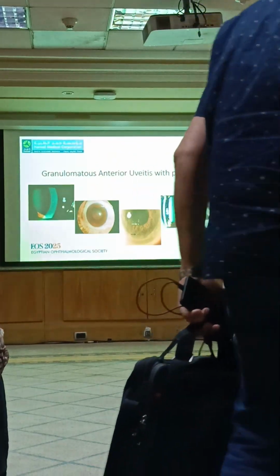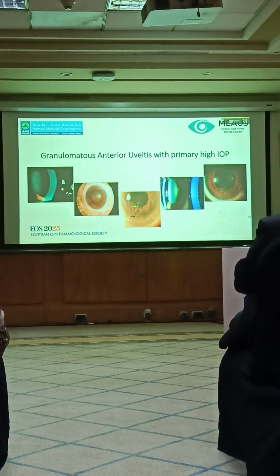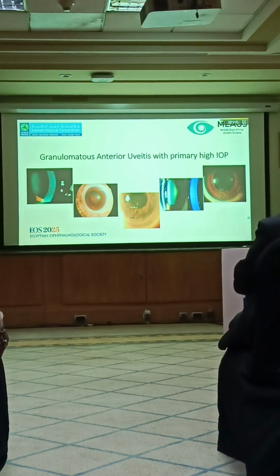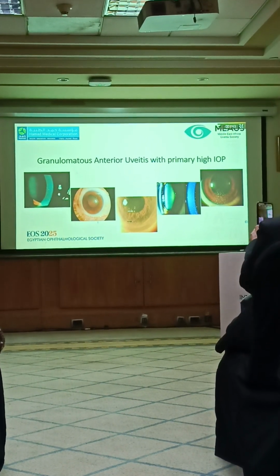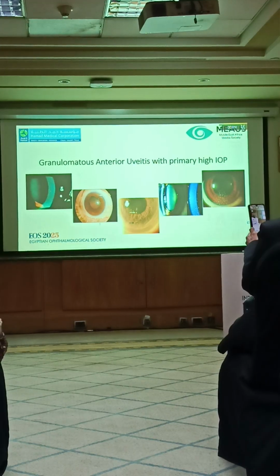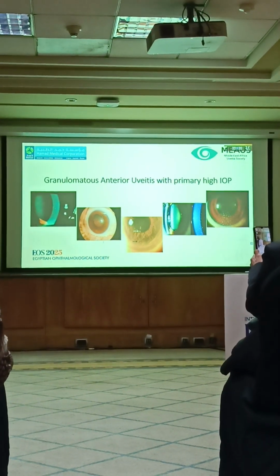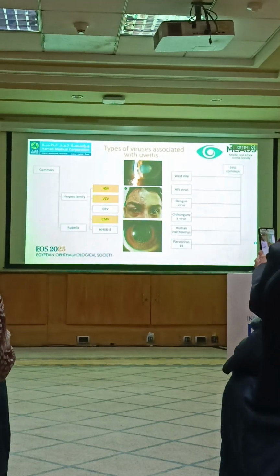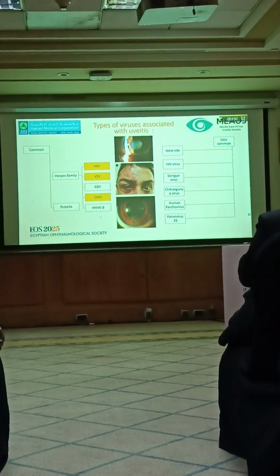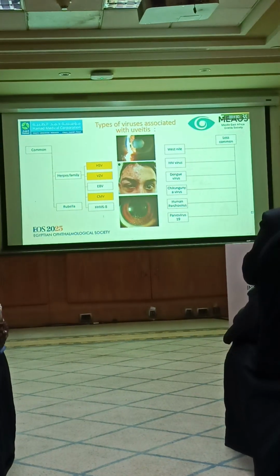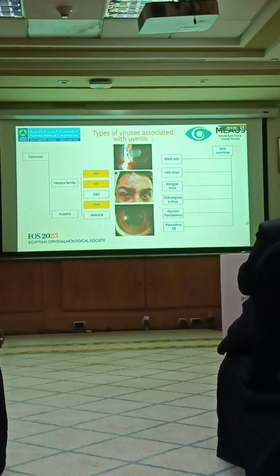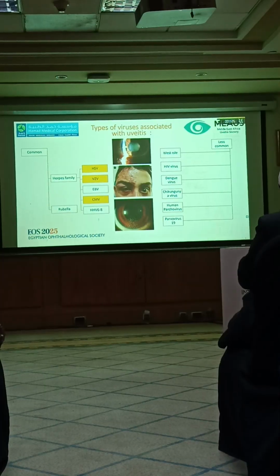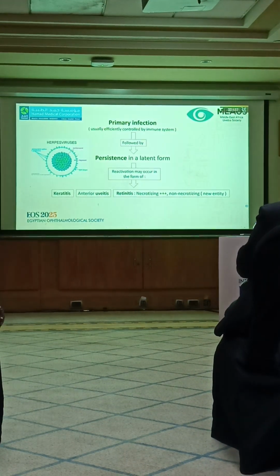In the uveitis clinic, uveitis specialists may face a lot of phenotypes of granulomatous anterior uveitis with primarily high IOP, and it's of multiple etiologies. Commonly, it will be caused by viruses, and the herpes family is one of the main causes of those entities.